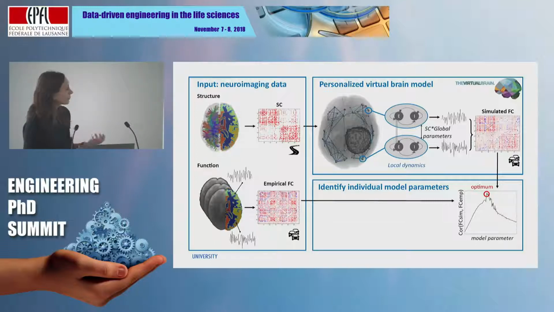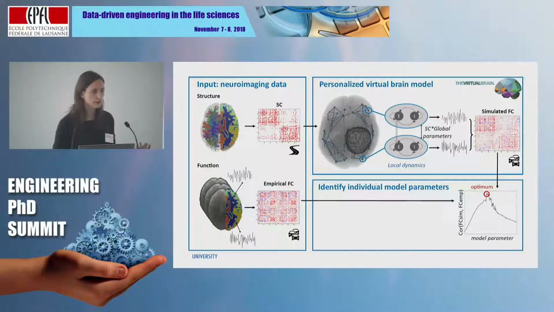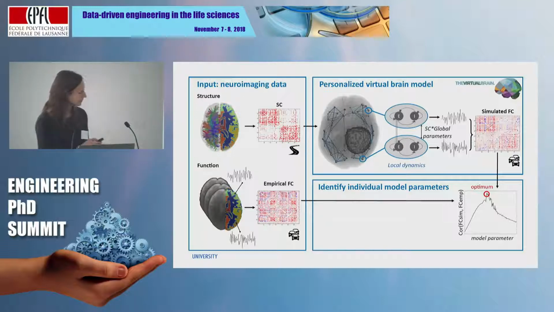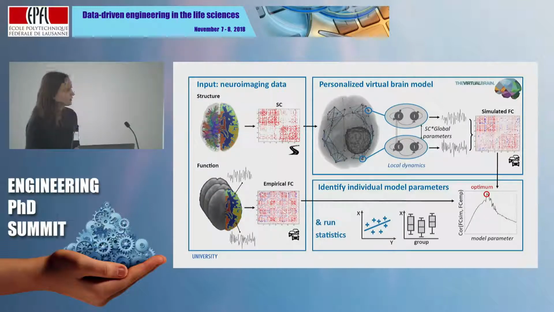And then what we did is we simulated brain dynamics with a whole range of parameter values, and we looked at those parameter values that actually optimize the correspondence between our simulated and the empirical functional connectivity. So those optimized model parameters then represent the parameters that lead to the most biologically plausible brain dynamics. And afterwards, we can then do some statistics on these parameters, examine relationships with other variables, or do some group comparisons.